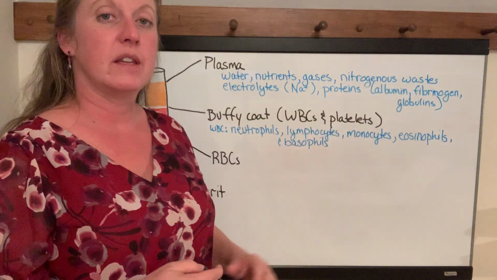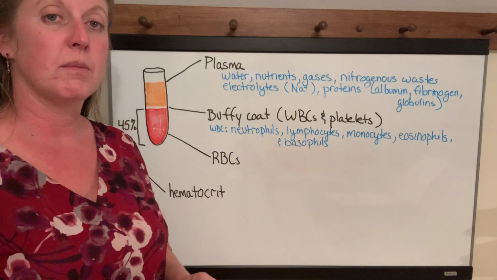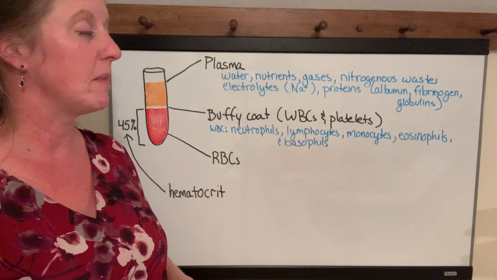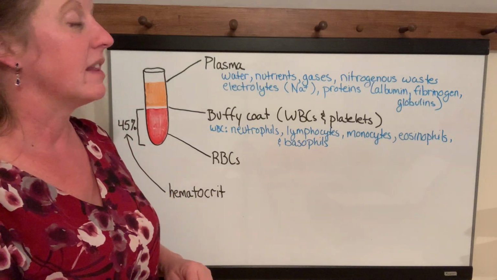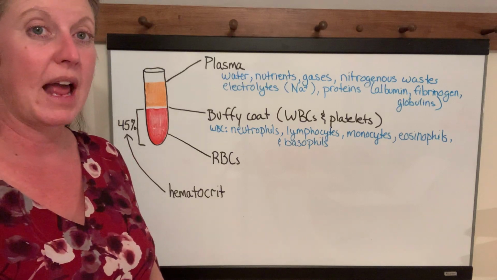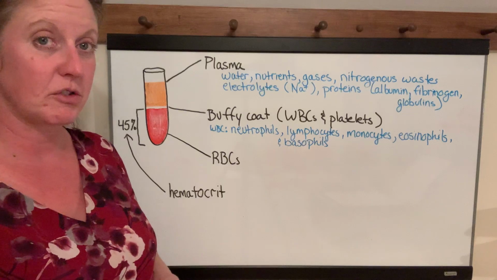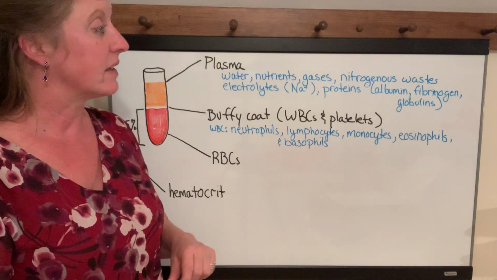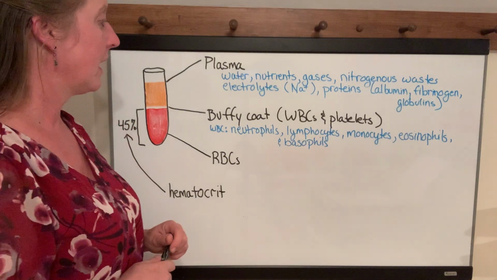Nitrogenous wastes, these are breakdown products from muscle catabolism primarily. And they are toxic. So when you get to the urinary system, we'll talk about how the blood is cleansed of those nitrogenous wastes. For now, it's enough to know that they're in there.